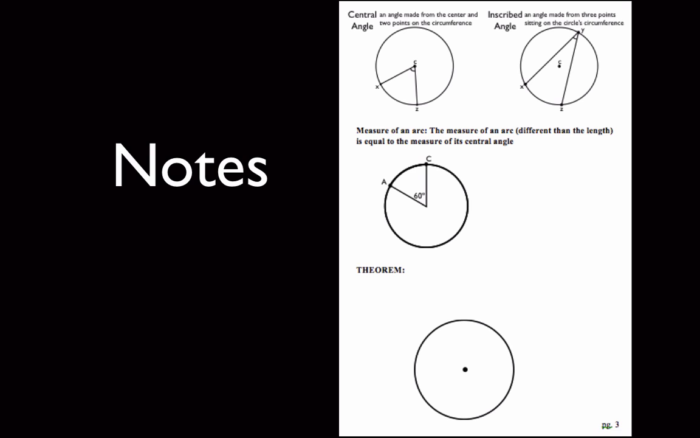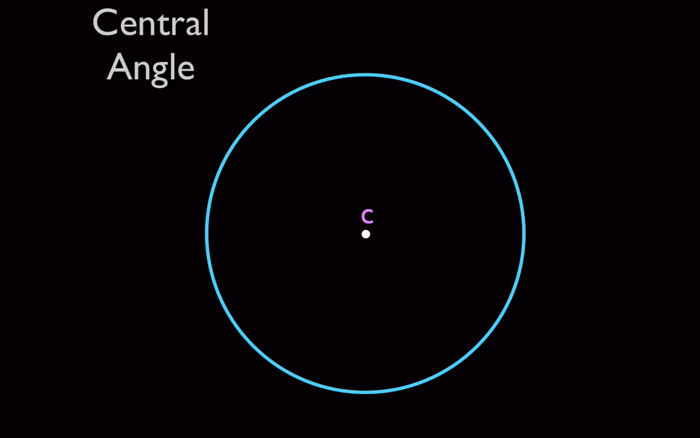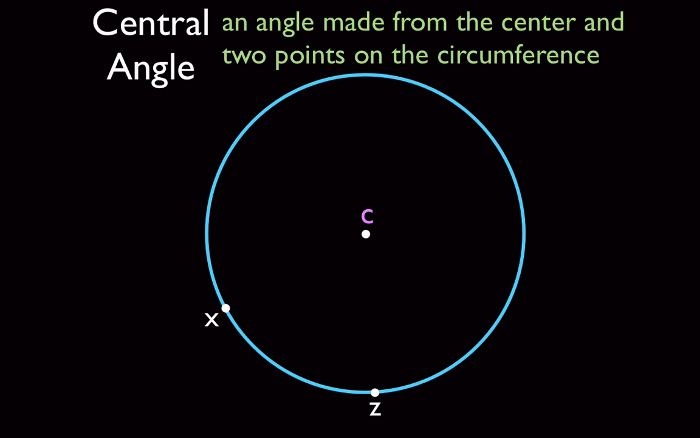Okay, now we're moving on to the next page of our notes. As you can see, this is page 3, so make sure you have that page available. Okay, so we're going to start with the central angle and define it. A definition of a central angle is an angle made from the center and 2 points on the circumference. Anytime we have an angle, we have 3 points to create it. So what it's saying is one of the points, the vertex, is always going to be in the center, and the other 2 points will be on the circle itself. And that's called a central angle. It's an easy way to remember it, comes from the center.